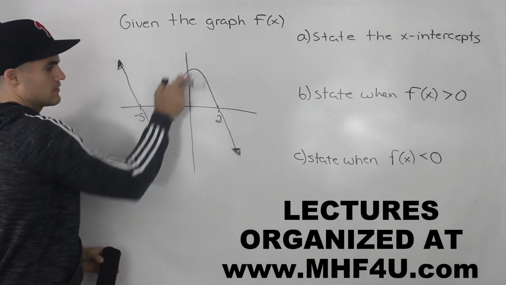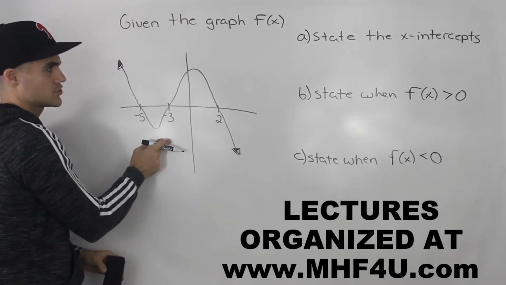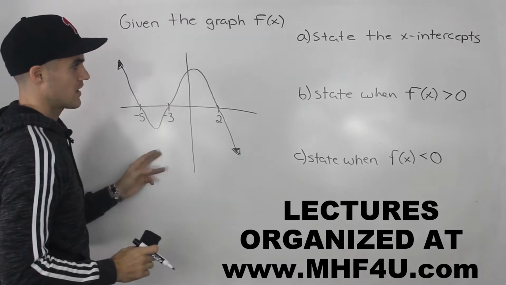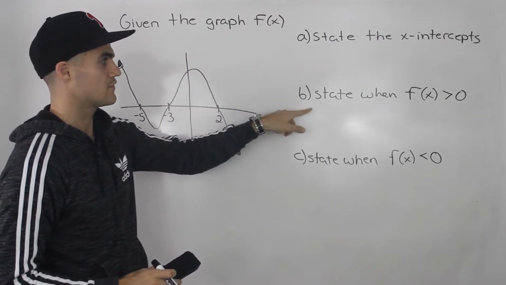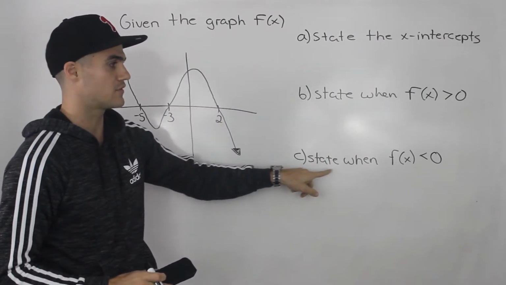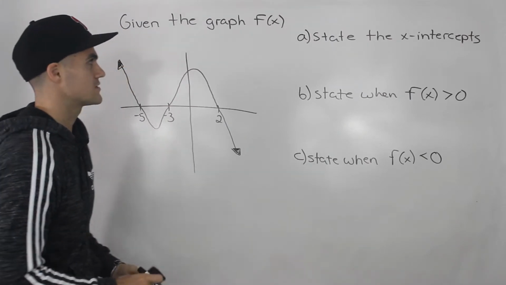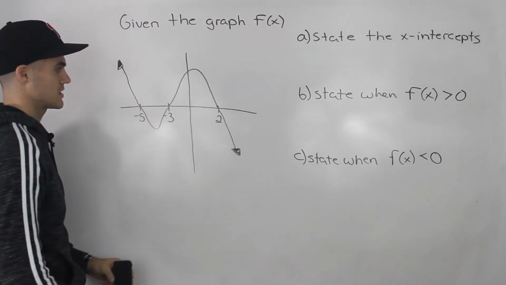So we are given this graph here of a polynomial function. And from this graph, there's three parts of the question. We have to state the x-intercepts, we have to state when the function is greater than 0, state when the function is less than 0. So let's start off with part A, state the x-intercepts.